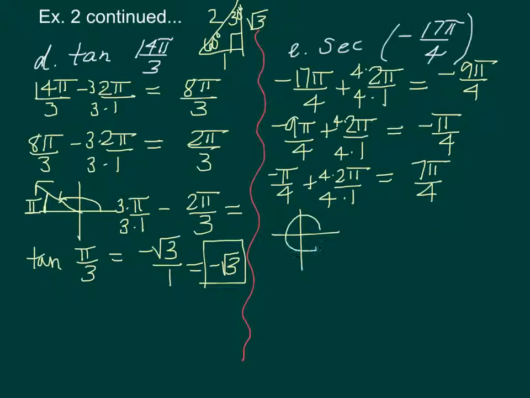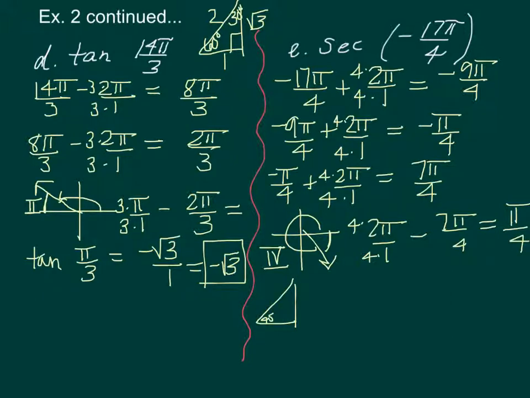7 pi over 4 lies in quadrant 4, where secant is positive. So, to get the reference angle in this quadrant, remember you take 2 pi and you subtract your angle, getting the common denominator. 8 pi over 4 minus 7 pi over 4 gives us pi over 4, which is our 45-degree triangle. 1, 1, radical 2. So we're finding secant of pi over 4, but in quadrant 4. Secant is hypotenuse over adjacent, which is radical 2.